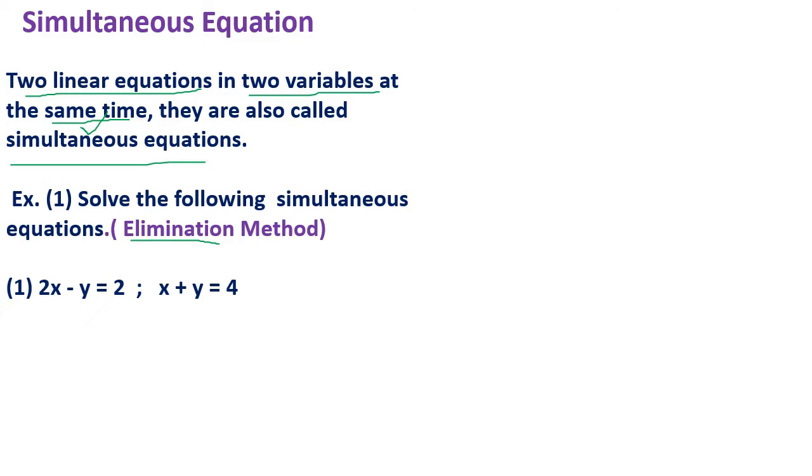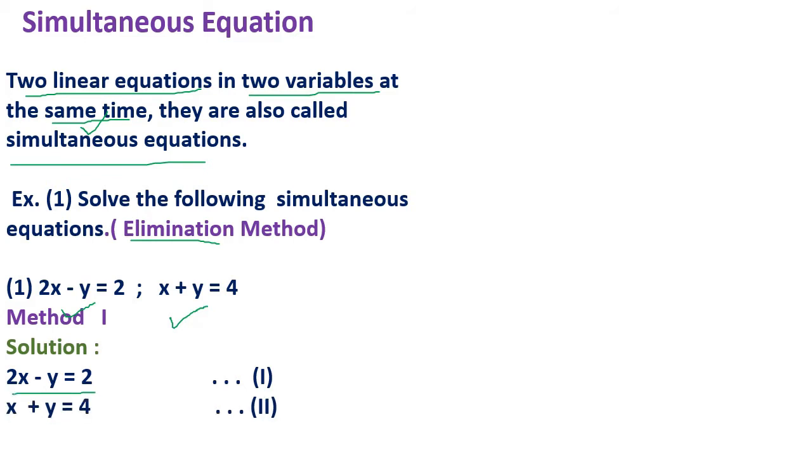Here the equations given to you are 2x minus y is equal to 2 and x plus y is equal to 4. The method one, which is named as elimination method, we have to eliminate any one of the terms from here. The first equation is 2x minus y is equal to 2. Second equation is x plus y is equal to 4. What I am trying to do is, I could observe that the coefficient of y in both the equations is 1.